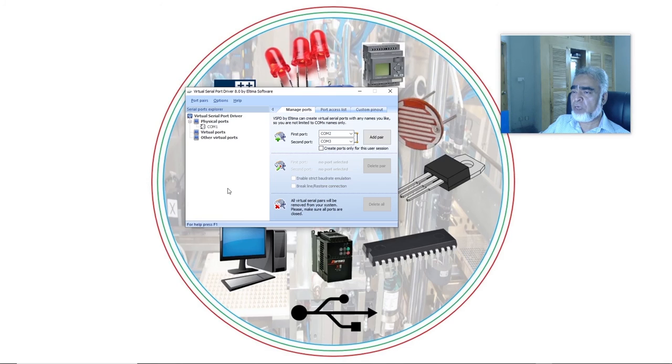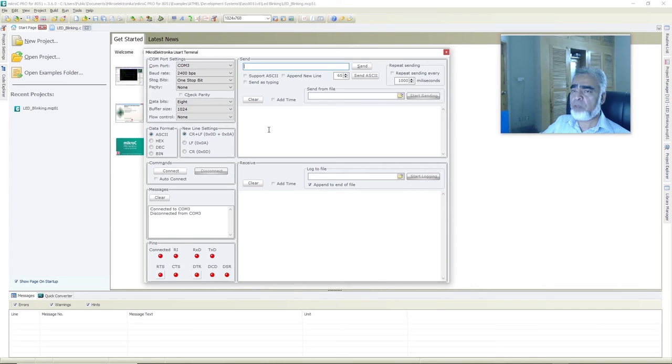As we'll communicate with the Proteus software, that is a USART terminal of the MikroC Pro for 8051, we'll use a virtual serial port driver and we will add a COM port here. And here we have a pair, that is COM port 2 and COM port 3. Here we will use a USART terminal of MikroC Pro for 8051. So we'll select COM port 3 here. And we'll set the baud rate, that is 2400. And we'll set the data format as ASCII format. And now we'll connect the COM port 3.